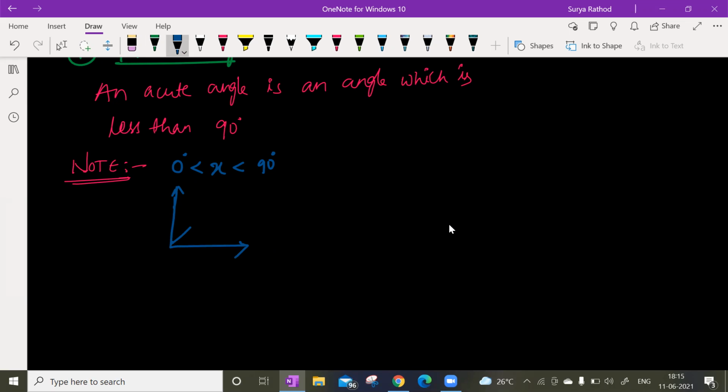Look at this here. This is my origin. This is my 90 degrees. This is my x here, I'm denoting x. What is x? Tell me. Acute angle. Understood? Yes, sir. So x lies between 0 and 90.